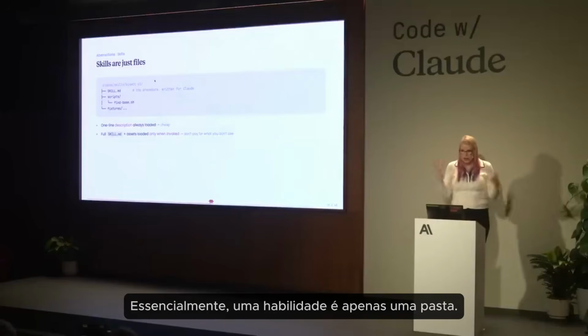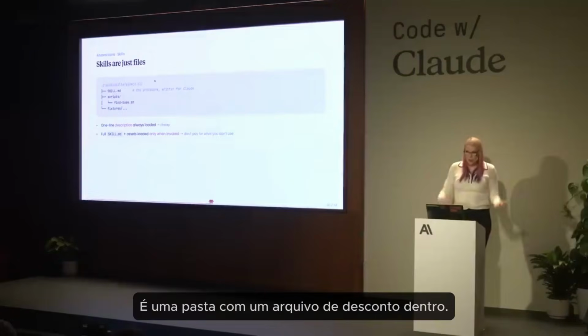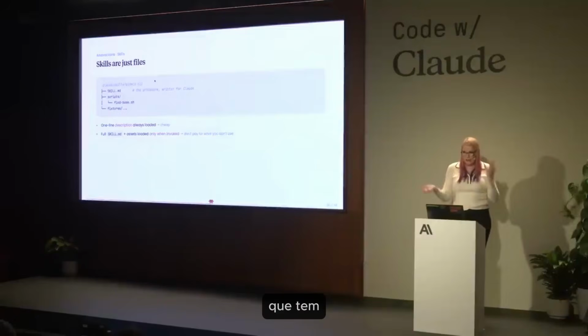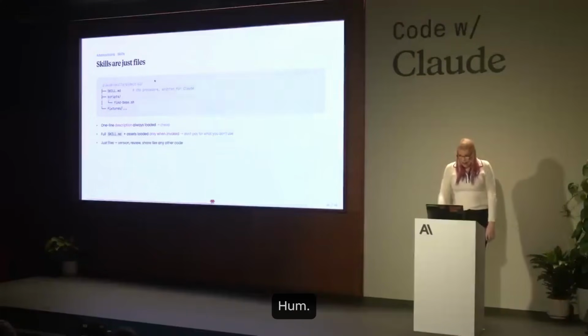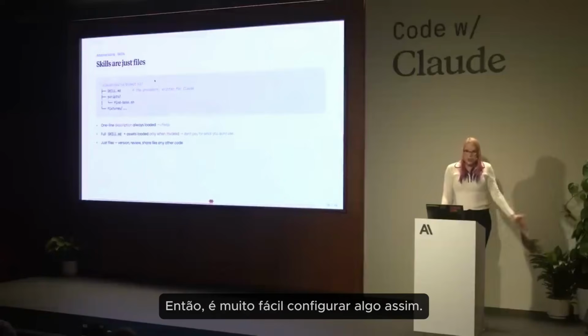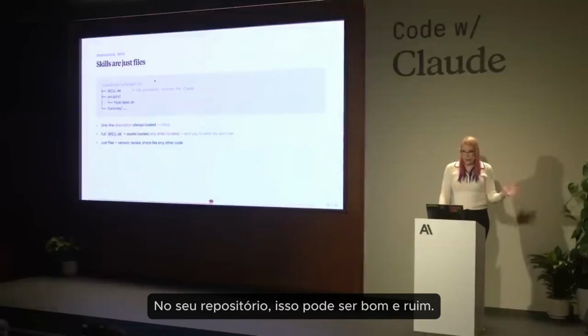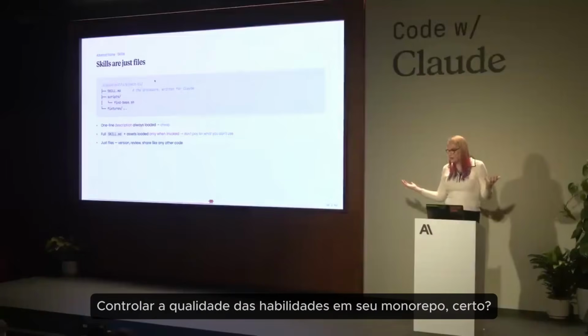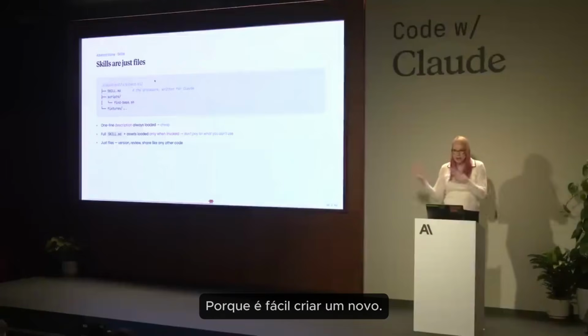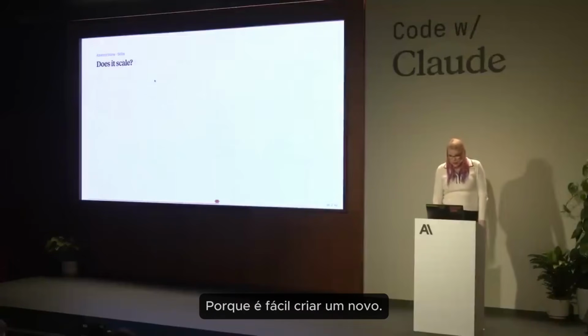But fundamentally, a skill is just a folder. It's a folder with a markdown file in it that happens to have some sort of summary associated with it. And so it's really easy to set this kind of thing up in your repository. That can be good and can be bad. You definitely need to be careful about figuring out how to control the quality of skills in your monorepo, right? Because it's so easy to create a new one.